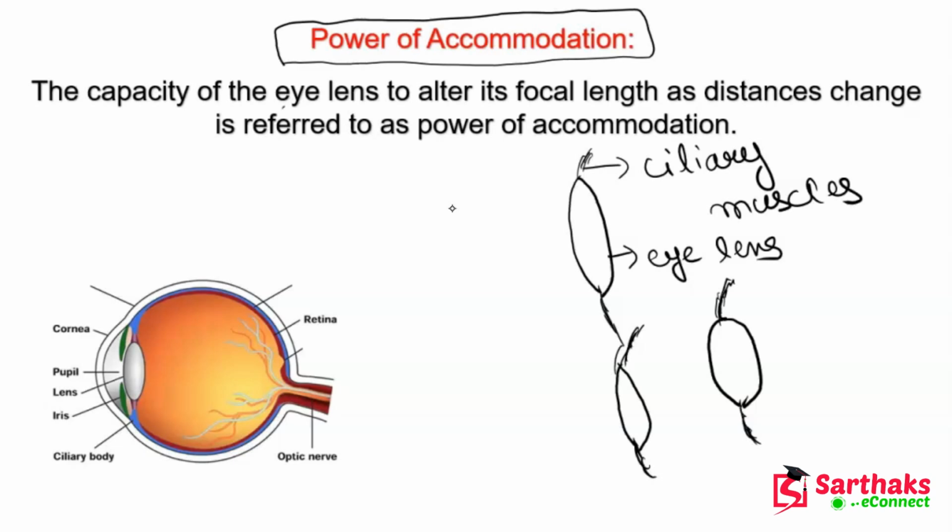So the capacity of the eye lens to alter its focal length as distance changes is referred to as the power of accommodation. I hope, guys, you understood the power of accommodation.